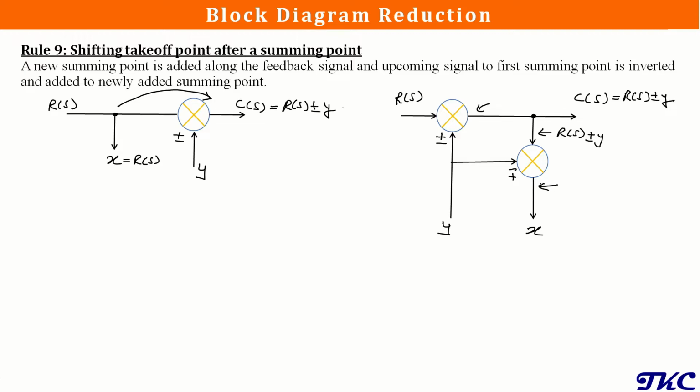So to know the signal value here, we add these two signals, R(s) plus or minus Y and the inverted form of Y. So it will be minus and plus of Y. Both Y will cancel each other, and we will be left with only R(s). So the X value will be R(s).